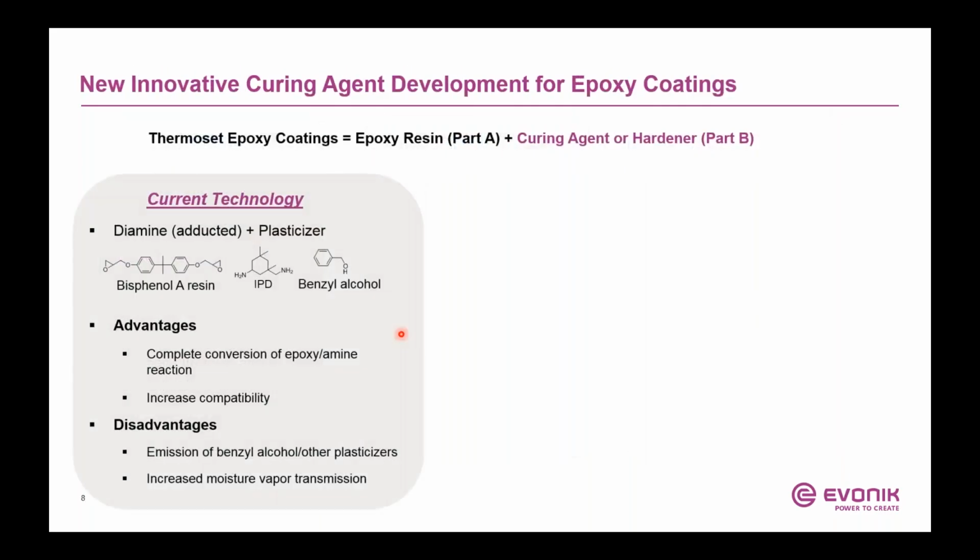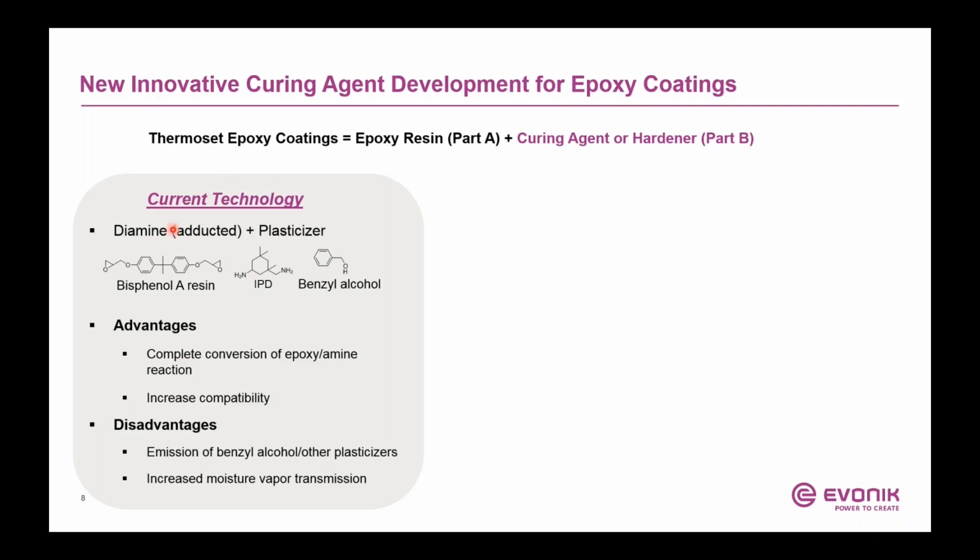The technology that's generally used for these moisture vapor barrier applications is thermoset epoxy coatings. Thermoset epoxy coatings are composed of the epoxy resin, which is generally a bisphenol A or bisphenol F diglycidyl ether. That's considered part A, and part B is the curing agent or hardener. Our focus here is on the curing agent side, in terms of developing new curing agents.